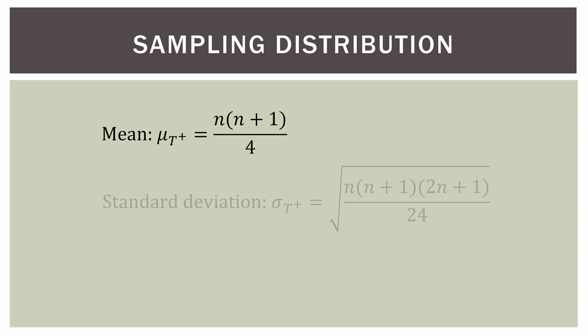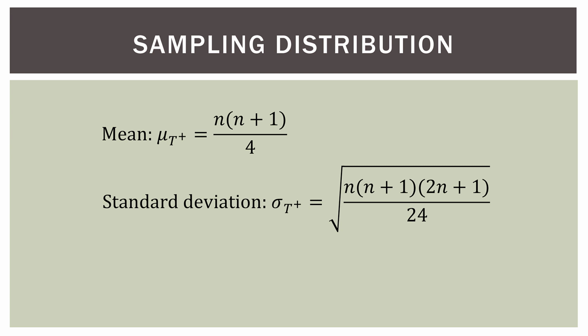So what is the sampling distribution? For the mean, it's denoted with mu sub T+. What we're saying here is that if the ranks were evenly distributed, positive and negative, this is what we'd expect the mean to be. And that is denoted with this fraction. In the numerator, we have n, which is our sample size, times the quantity n plus 1, all over 4. And that is the mean of our sampling distribution.